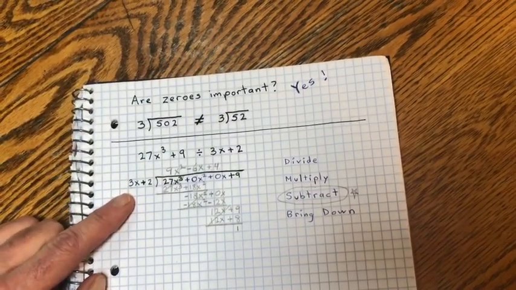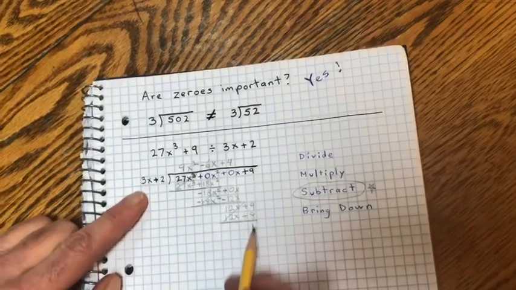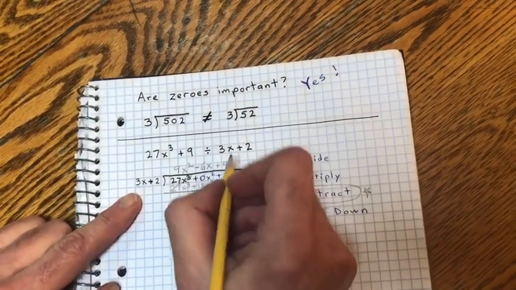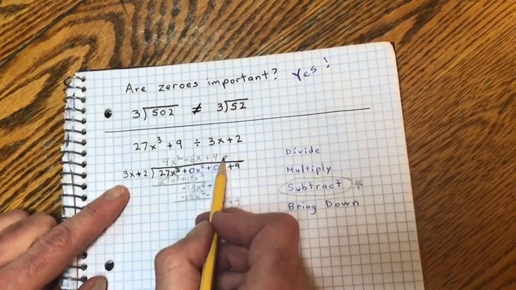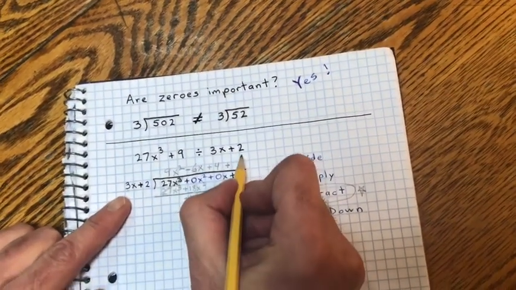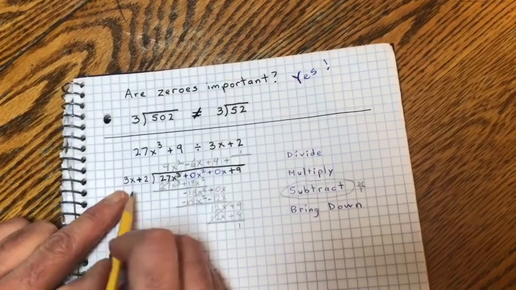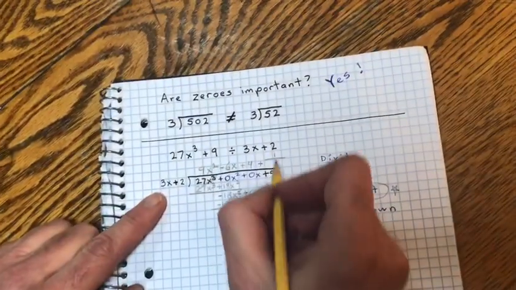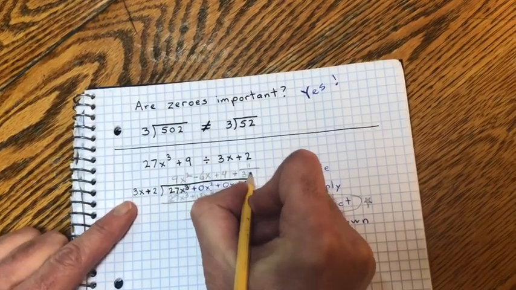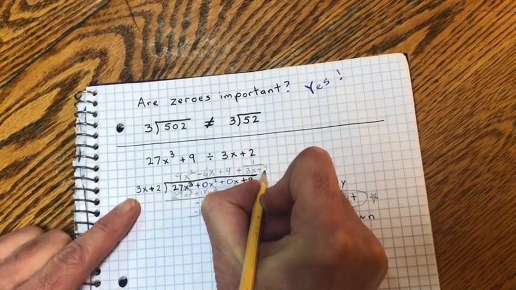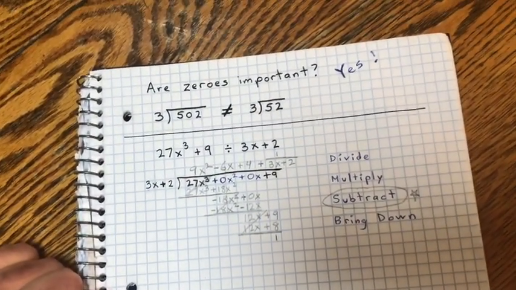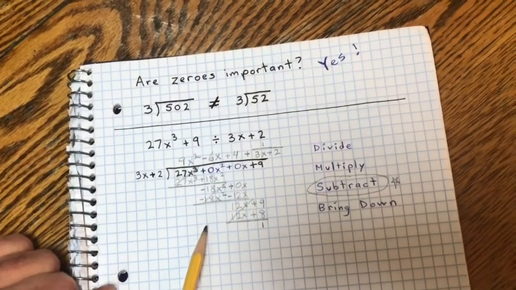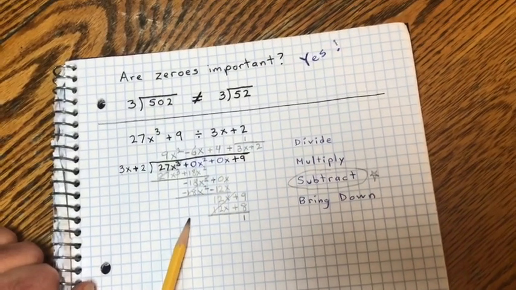Hey, that's my remainder. What do I do with that? Well, if it's positive, I write plus. If it was negative, I'd write minus. I put the 1 on top, and I put the 3x plus 2 on the bottom. Done and done. Now, if you understood that one, good for you.